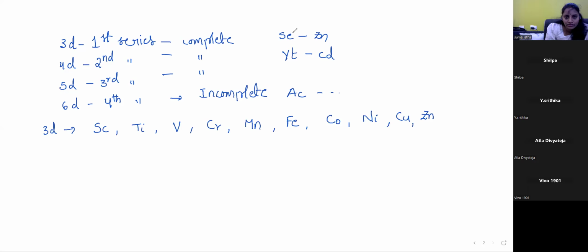In the 5D series, the starting element is lanthanum and the ending element is mercury. Yes, these are all four series of the d block. If you check the individual electronic configurations of all these elements, scandium.